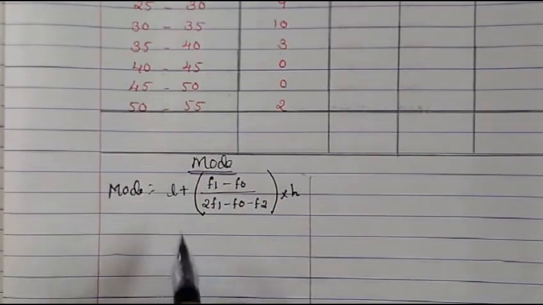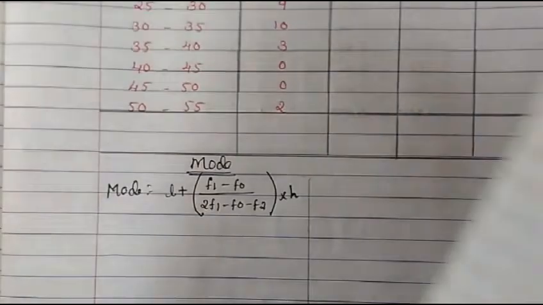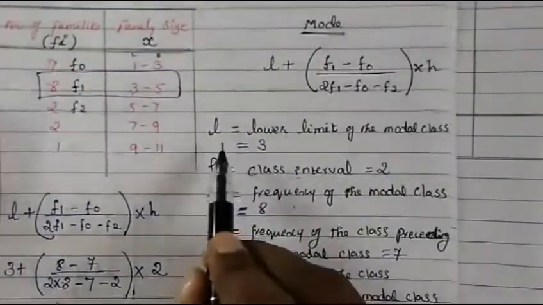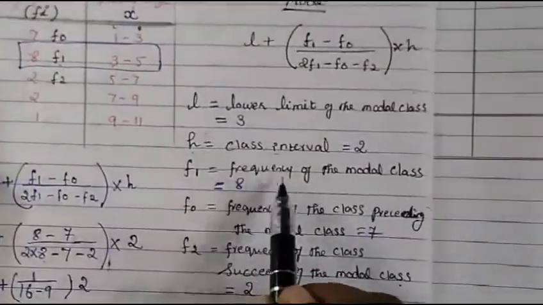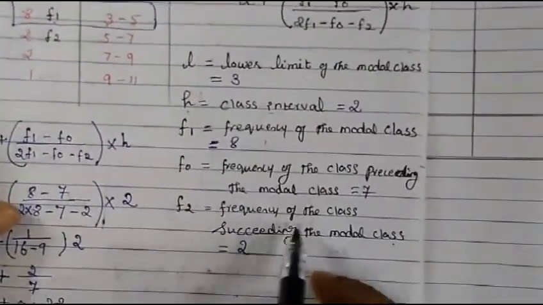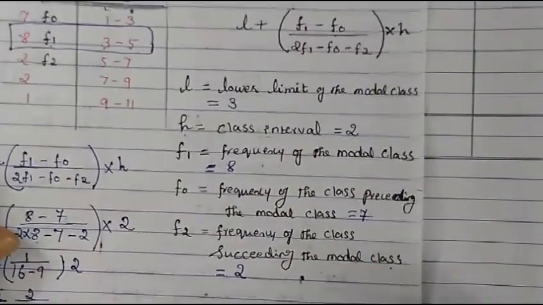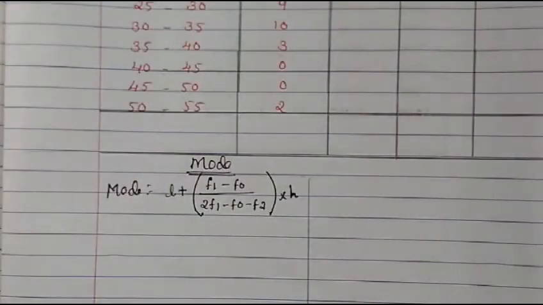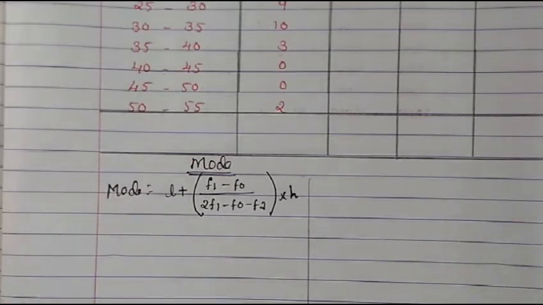Now you have to write down the meaning of all these terms, because normally it is asked as a 4 mark question, otherwise your marks will be deducted. In the introduction, I explained all these terms. L is the lower limit of the modal class. H means class interval. F1 means frequency of the modal class. F0 means frequency of the class preceding the modal class. F2 means frequency of the class succeeding the modal class. You have to write the meaning of each term, then only you will get full marks. I am not writing them here, I'll just write the values.